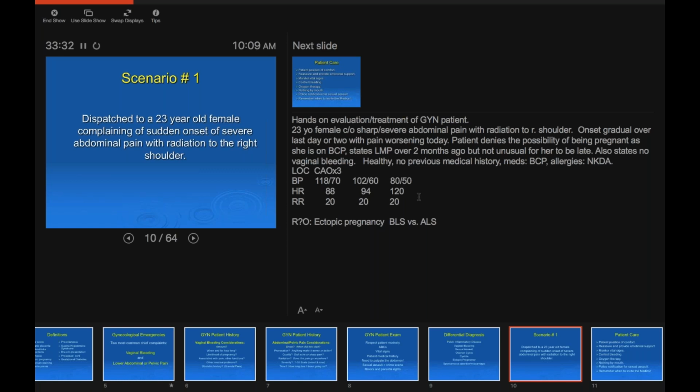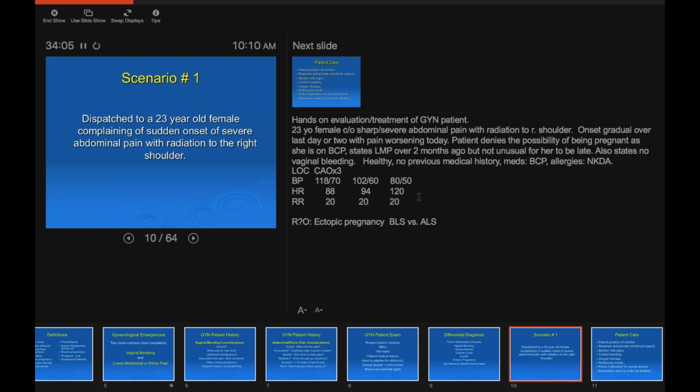Dispatch to a 23-year-old female complaining of sudden onset of severe abdominal pain with radiation to the right shoulder. That is your scenario. What are we going to do? Team safety, BSI. Okay. What else? You get vitals and patient history. Okay. What else do we want to know? General infection. Anything else you guys want to add to it?